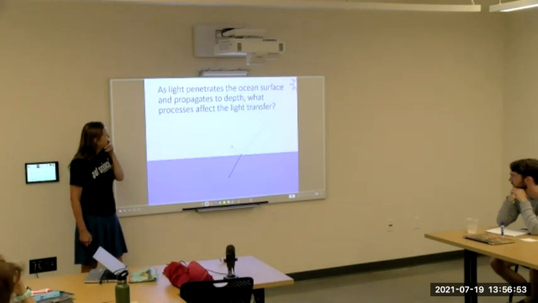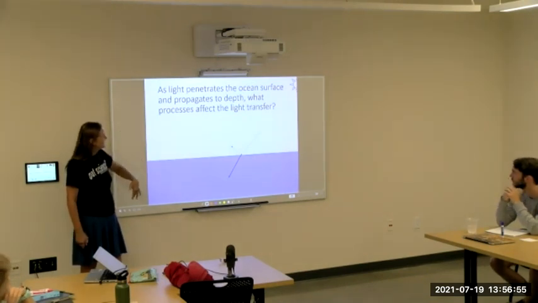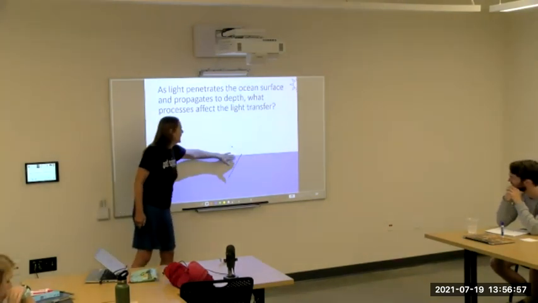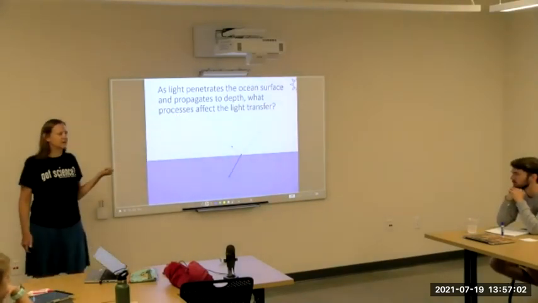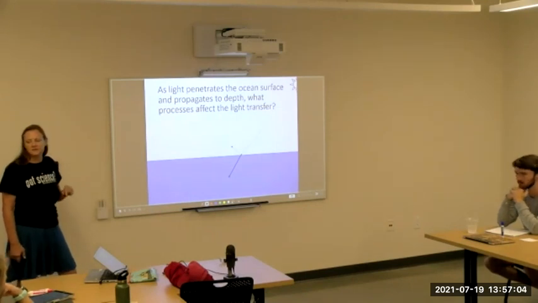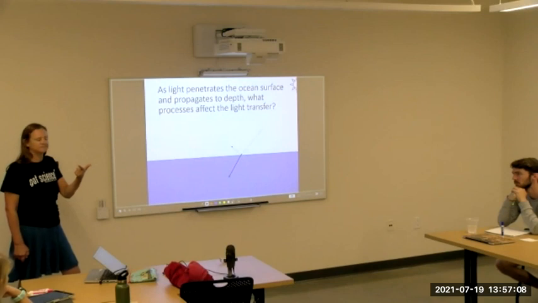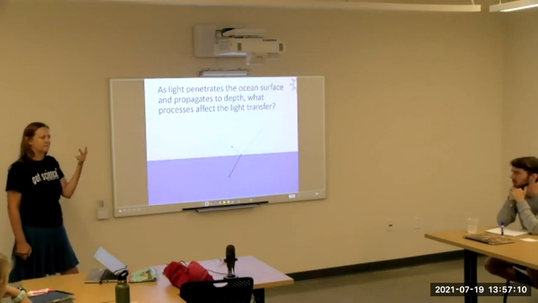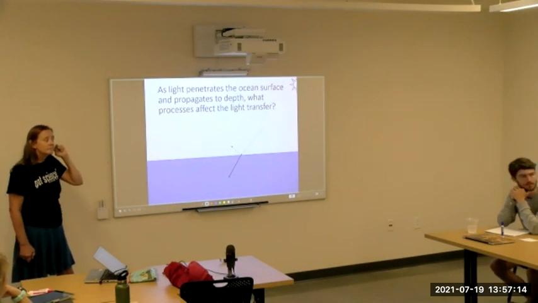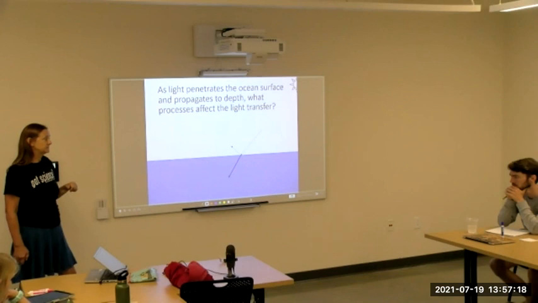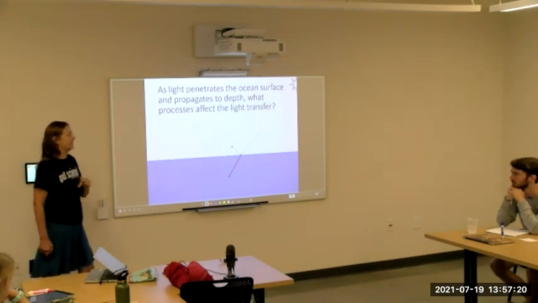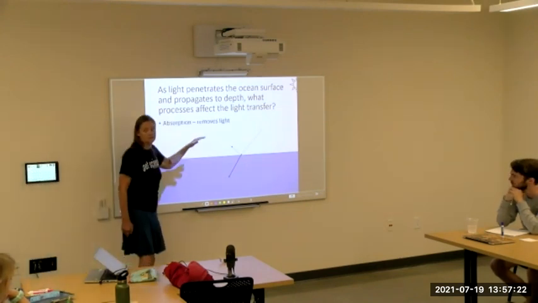Okay, so now it's penetrated the surface. What is going to happen to the light as it's going through the water? What are some major processes that are going to be driving how light moves through the ocean? Absorption, scattering. One more thing. Transmittance. So it'll be transmitted if it's not absorbed and scattered. Re-emitted, yeah.